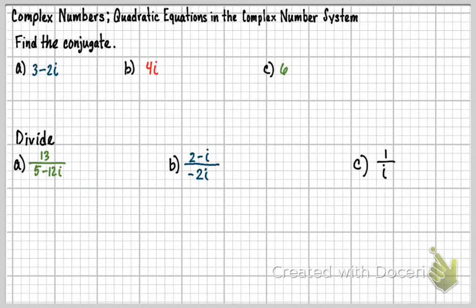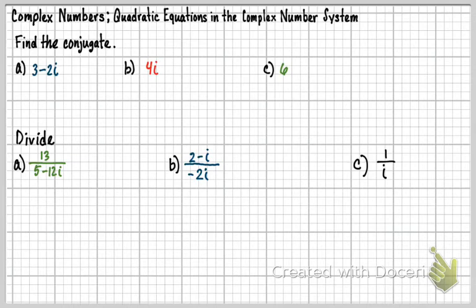Now we're going to talk about the conjugate. For these first three problems, we're just going to find the conjugate of these complex numbers we see here. The conjugate is defined as the opposite sign of the imaginary part. If I look at the imaginary part here, the imaginary part of the number is -2i.